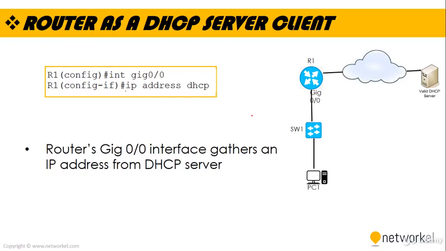If you want to assign a dynamic IP address to a router's interface, you can use the IP address DHCP command under the related interface mode. This is not something that we usually use, but you may face these questions in your exam. So here, we are getting into the interface mode by typing interface gig 0/0, which is here. And by typing the IP address DHCP command, the router's gig 0/0 interface gathers an IP address from the DHCP server dynamically.